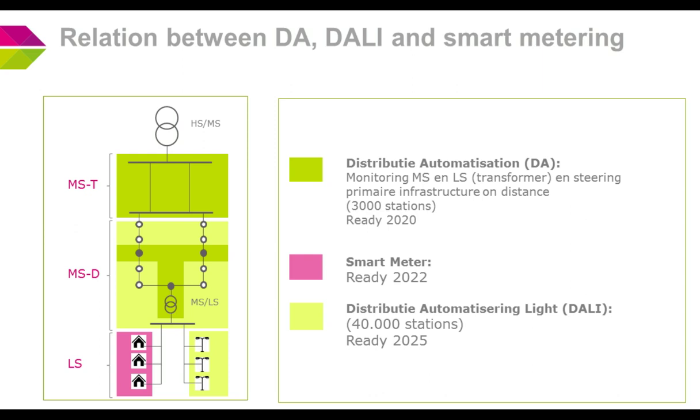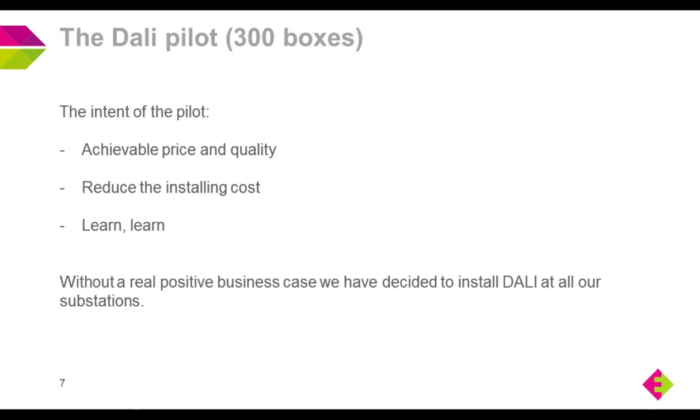And we have about 40,000. We didn't know what has happened there. And we didn't know what has happened at the low voltage cables and the public lighting. We started 2 years ago with a DALI pilot. DALI means distribution automation light. It means we have no switches in such a substation, only the intention to observe and maybe to switch the light on and off.